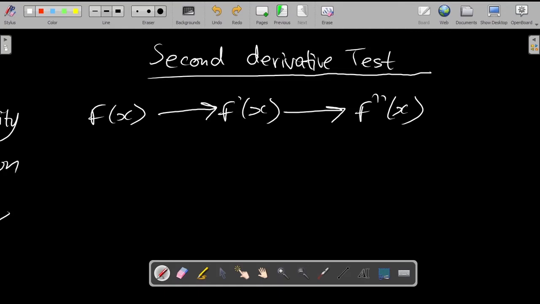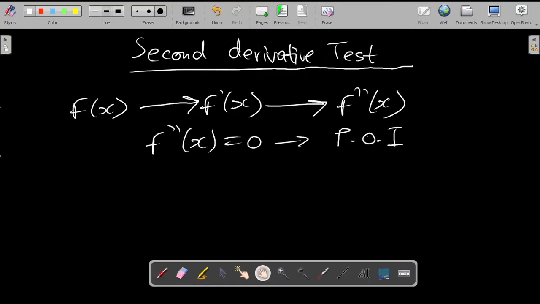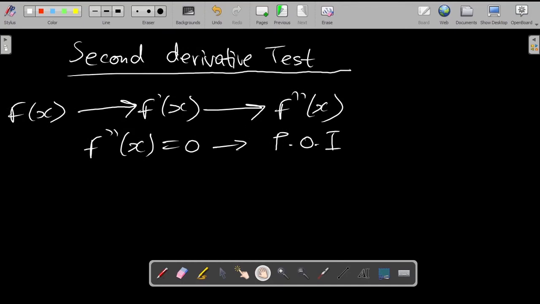So we're now talking about the second derivative test, and there are quite a few points to talk about. In grade 12, you can assume that if you have f double prime of x equals 0, then you do have a point of inflection, right? But that is not always the case.